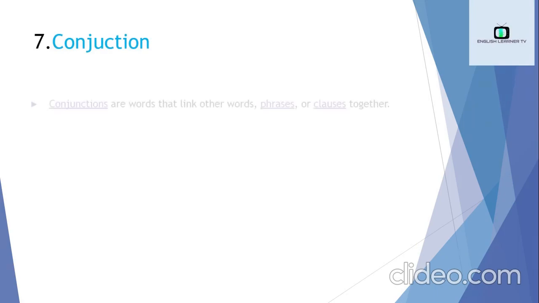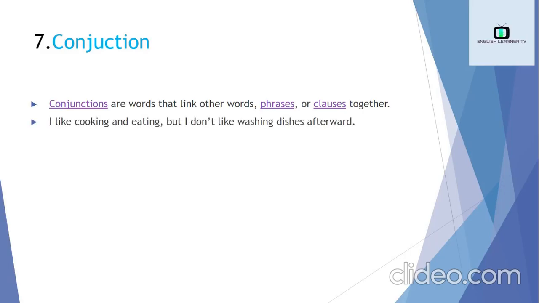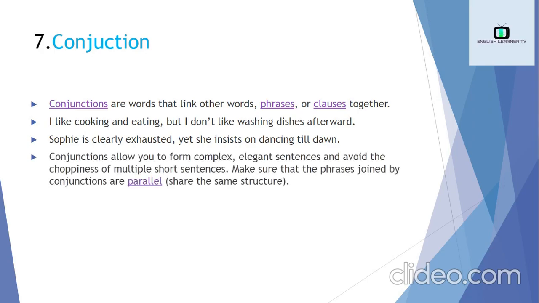7. Conjunction. Conjunctions are words that link other words, phrases, or clauses together. I like cooking and eating, but I don't like washing dishes afterwards. So he is clearly exhausted, yet she insists on dancing till dawn.